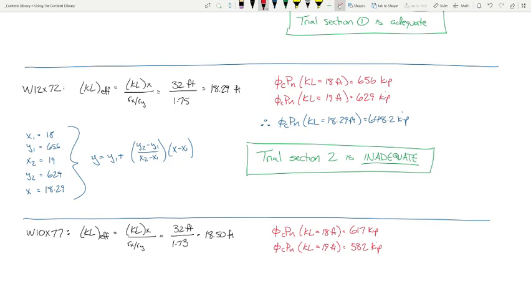Now, let's take a step back. Is there any point in doing the linear interpolation? No. Why? Both of those are lower than the required. Both of those are less than the amount of load that the capacity needs to be. So it doesn't matter, right? This column is inadequate.